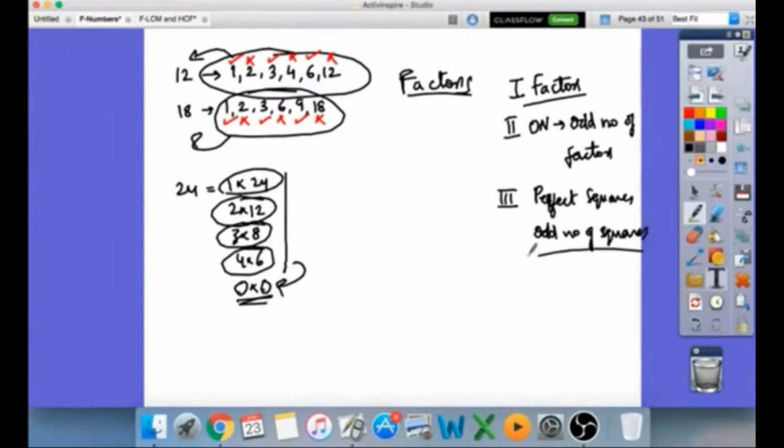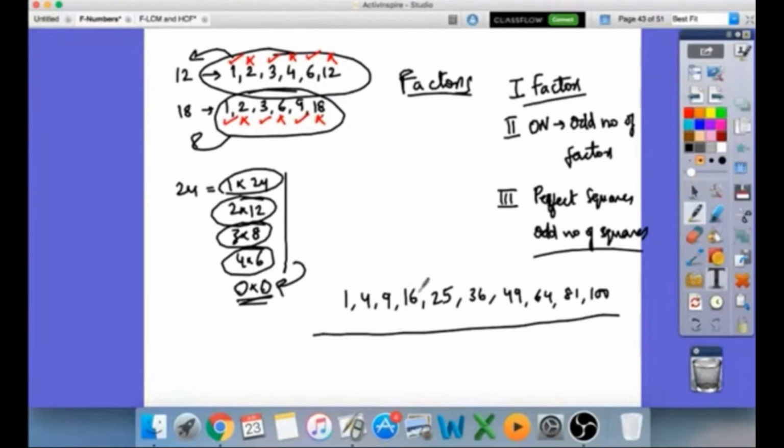Perfect squares have an odd number of factors. So from 1 to 100, you have 1, 4, 9, 16, 25, 36, 49, 64, 81, and 100. Now these 10 switches would be in the on position, rest all are off. For example, I'll write them for you.